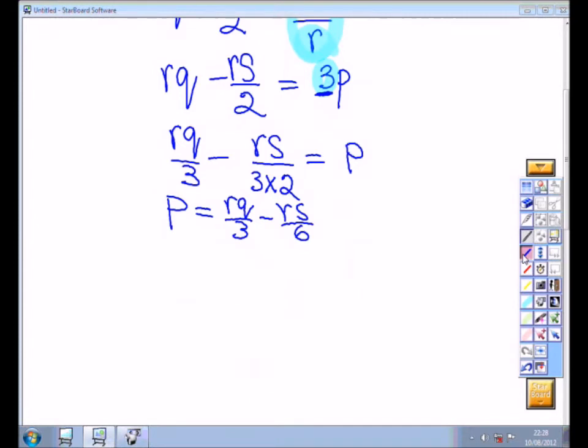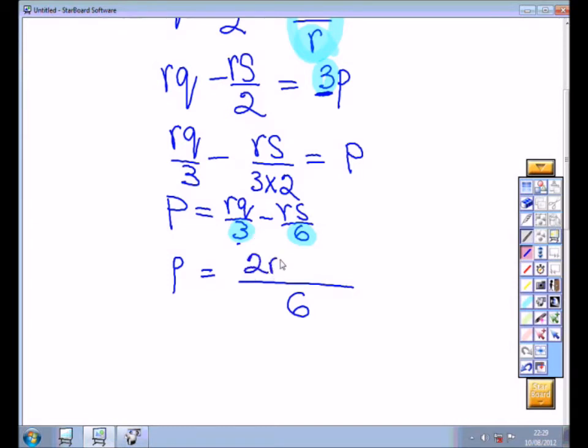So that we have P being equal to the LCM of the denominators will be 6. 3 is 6, that is 2. 2 times RQ will be 2RQ. And 6 is 6, that is 1. 1 times minus RS gives us minus RS. This may be another way of writing our statement.